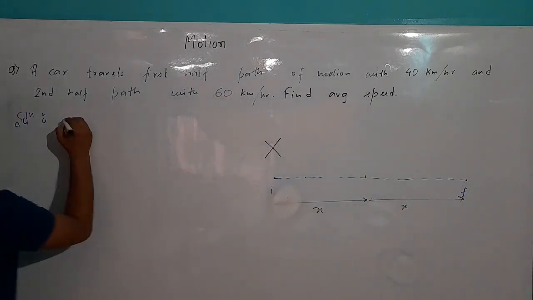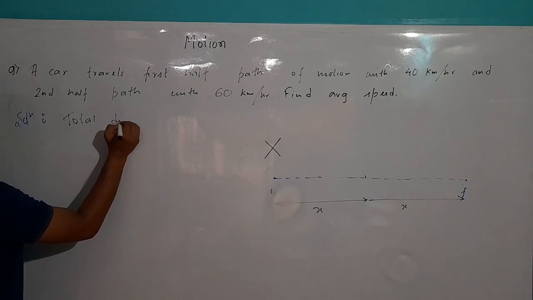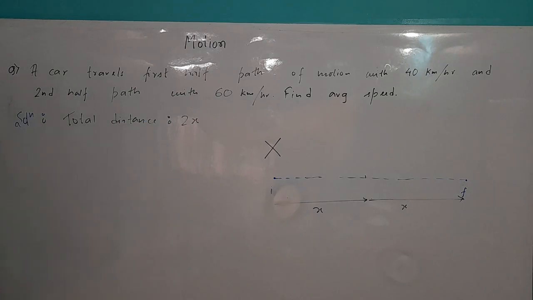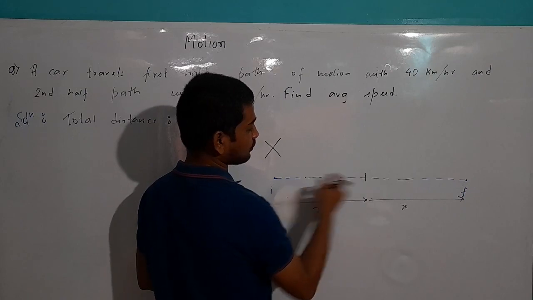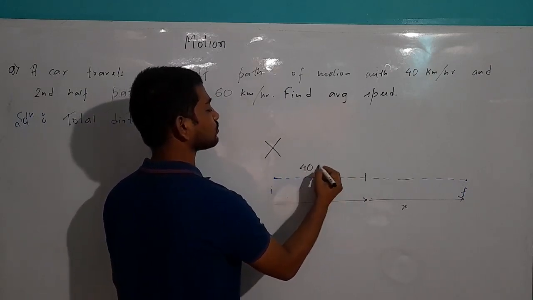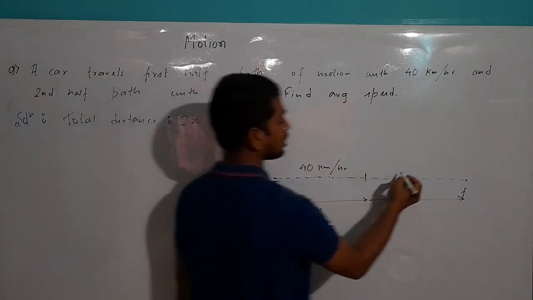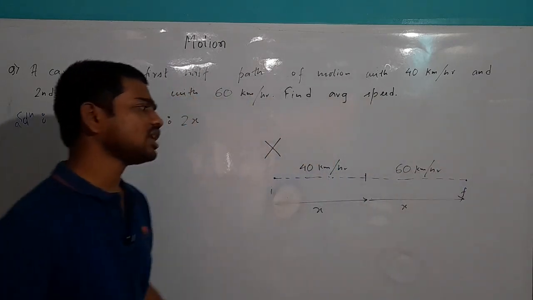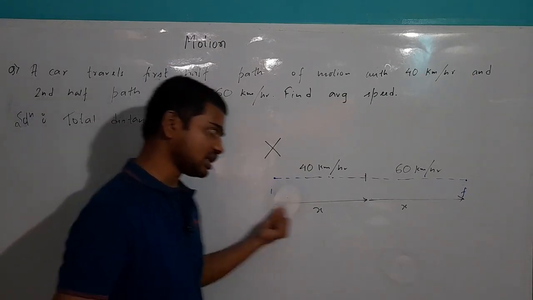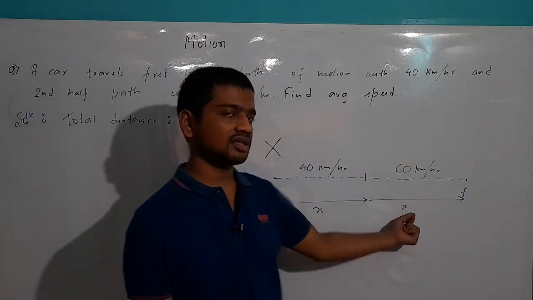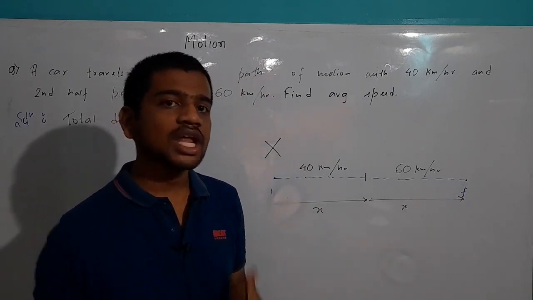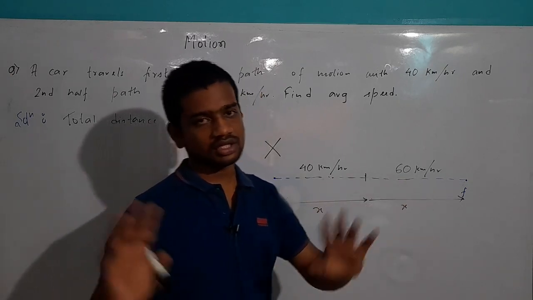So let me write here. Total distance is twice x. All right. Now, he's covered the first half path with how much? 40 km per hour, and the next half path with how much? 60 km per hour. So basically, we need to find that average speed. Average speed is what? Total distance, that is twice x, divided by total time, but we don't know the total time, so we need to calculate the total time, right? How do we calculate? We'll calculate the individual times, and then we'll do the necessary calculations.